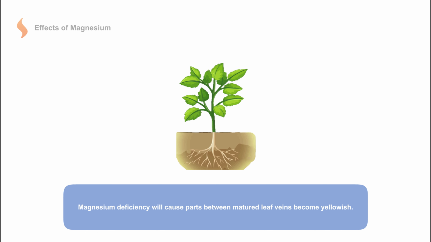Magnesium deficiency will cause parts between matured leaf veins to become yellowish. It will also cause red spots on leaf surfaces. It will also cause lobed leaves.